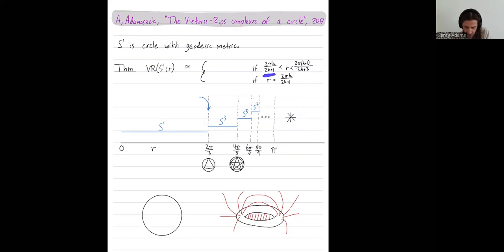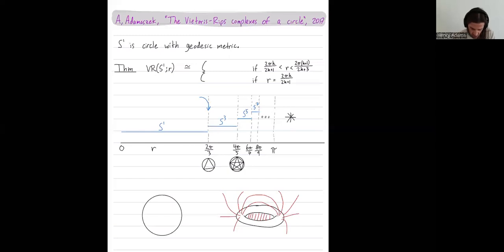These are just the parameters where the homotopy type changes, okay? So they're listed here: 2π/3, 4π/5, 6π/7, 8π/9. Those are the scales where the homotopy type changes. Let me try to describe why.